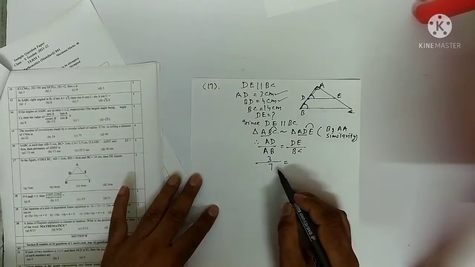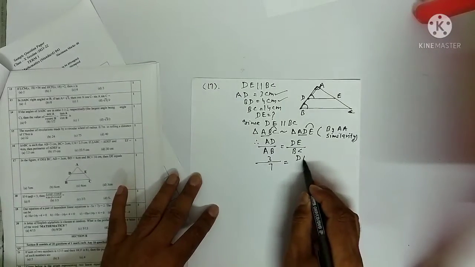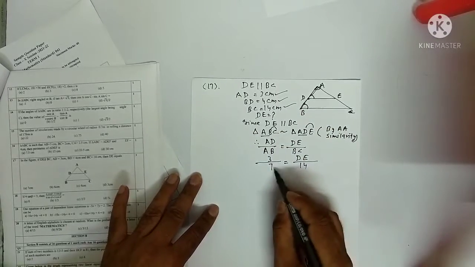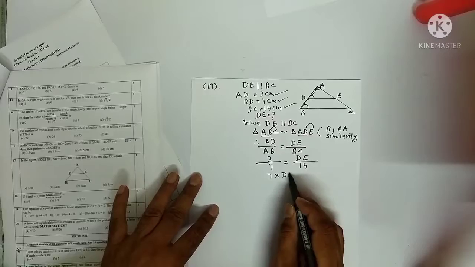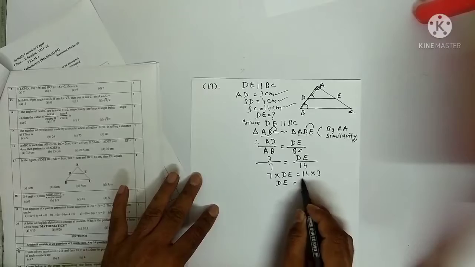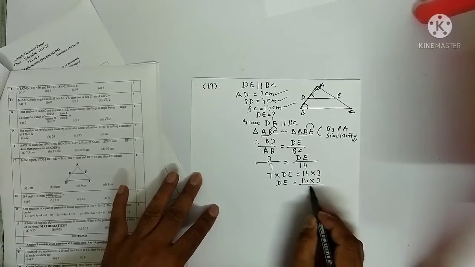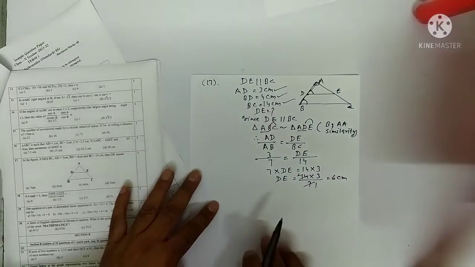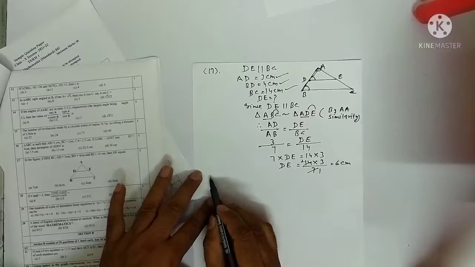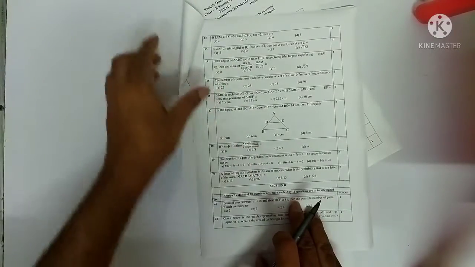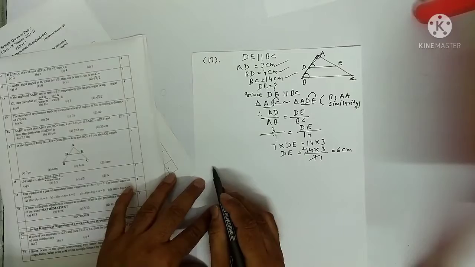And DE value is not given to you. And what is the BC value given? 14. So cross multiply, 7 multiplied by DE is equal to 14 into 3. So from here you can find DE. It is 14 into 3 by 7. 7 2s are 14 and 3 2s are 6 centimeter is DE. So here you can see question number 17, the answer you have got is 6 centimeter and it is option B. Now question number 18.